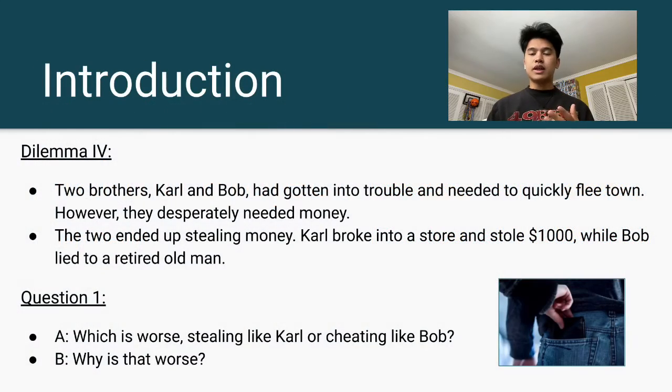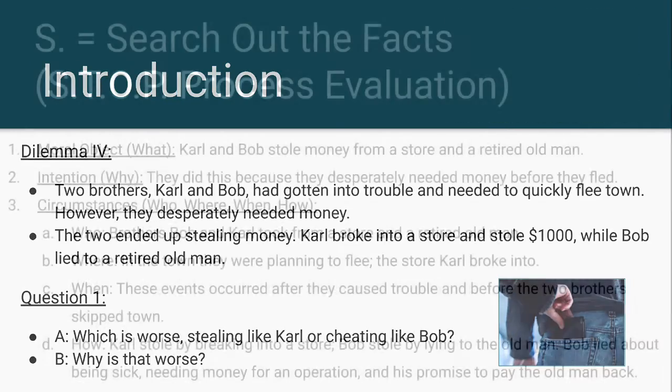For my presentation, I decided to look over Dilemma 4, which consisted of two brothers, Carl and Bob, who had recently caused trouble and needed to flee town as soon as possible. Despite them needing to escape, they desperately needed money, which resulted in them stealing cash. While Carl broke into a store to steal $1,000, Bob lied to an old man by saying he was sick and needed money for an operation. Using this information, I decided to answer if Carl's or Bob's crime was worse and why it was worse.